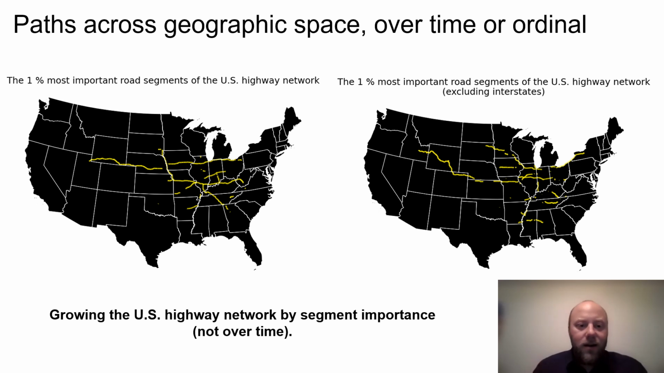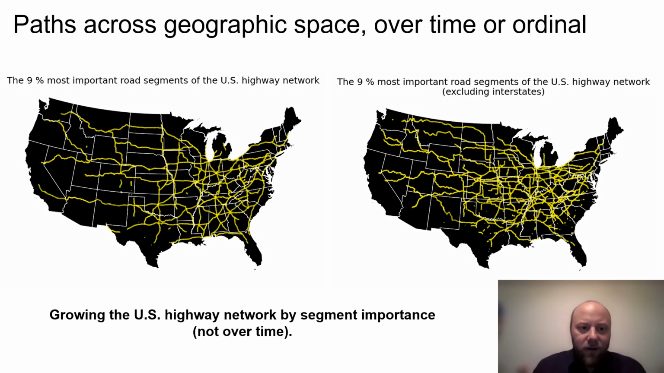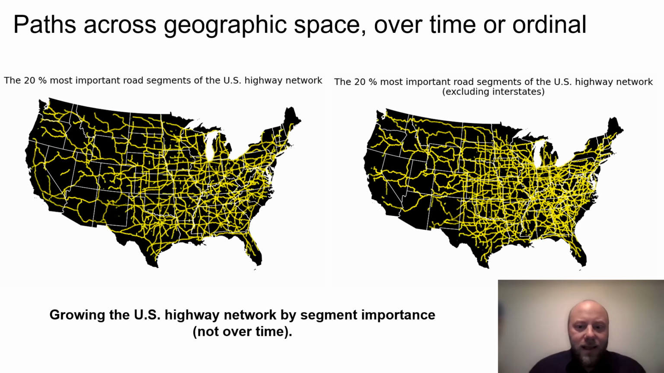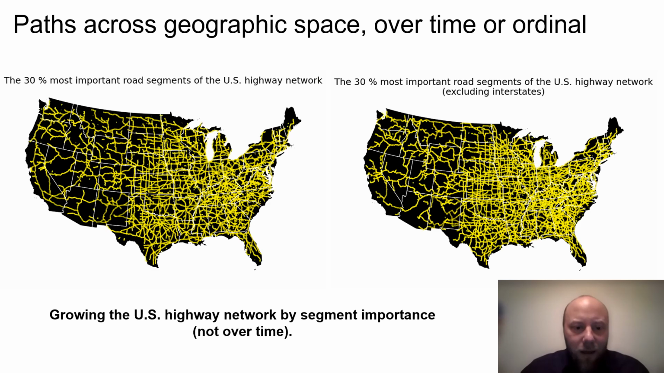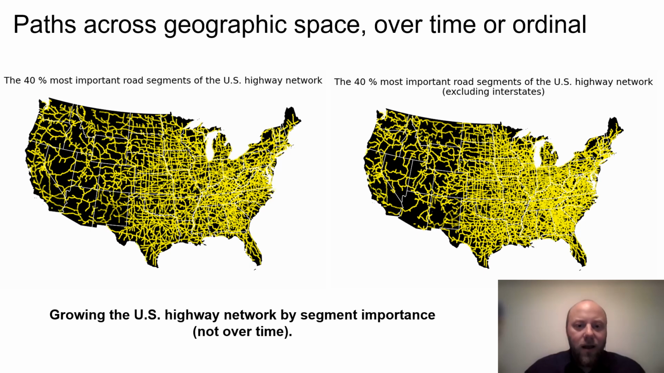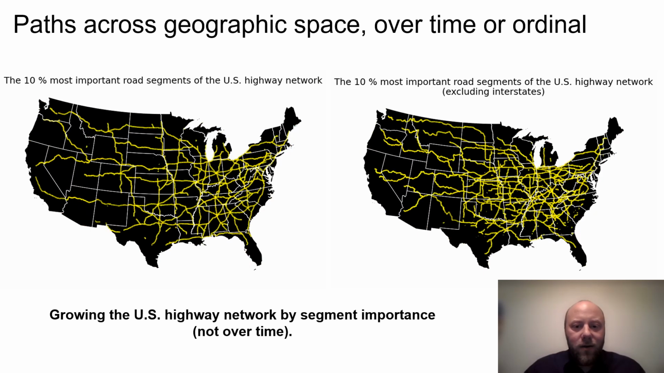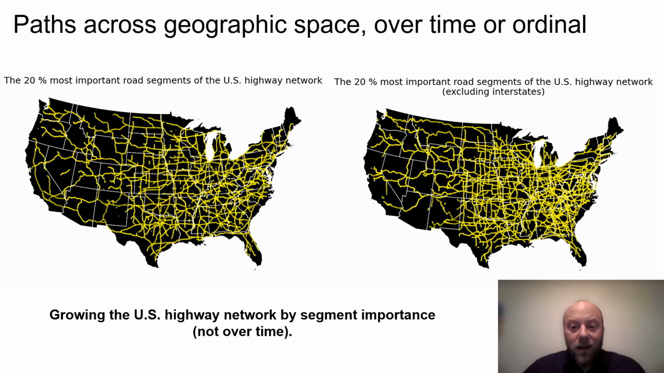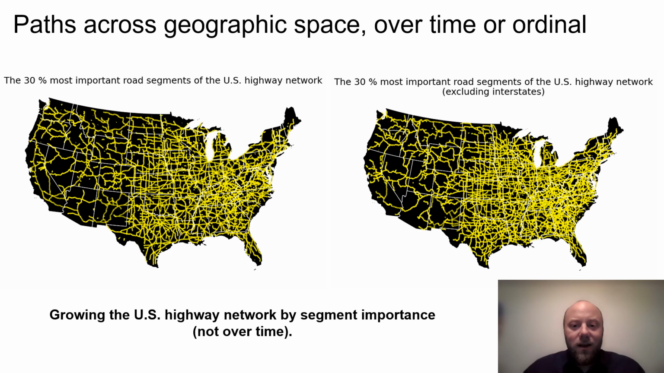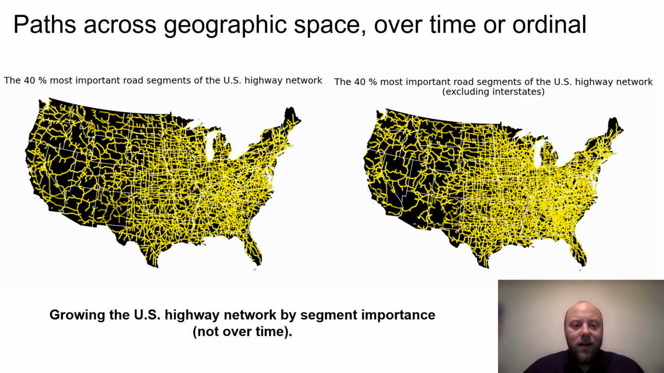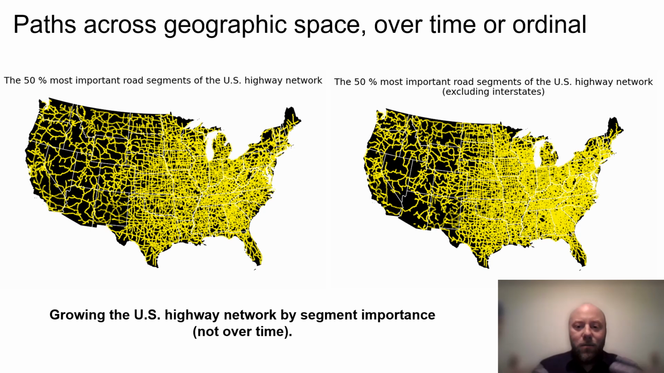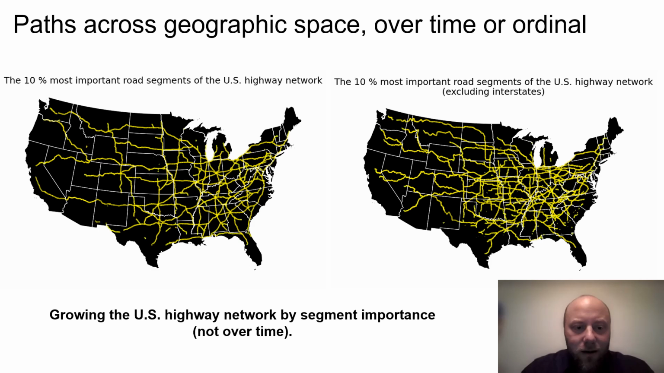So these are considered, from this point of view, the most important segments of the US highway network. And we have this animation that builds up the US highway network, but not over time, but with respect to the importance of the road segments, right? So it's an animated data visualization, but it doesn't have a temporal component, right? So it's the importance of the roads here.